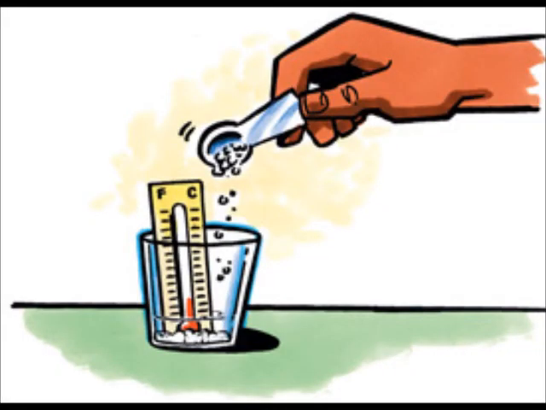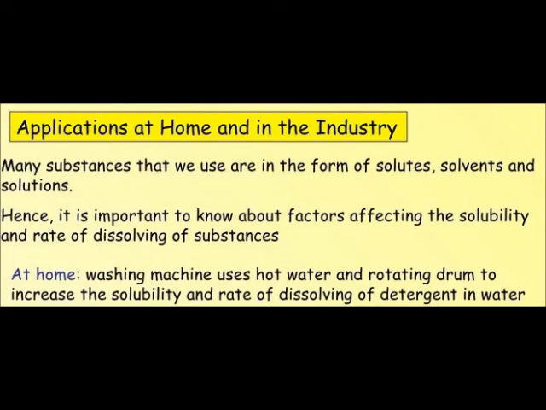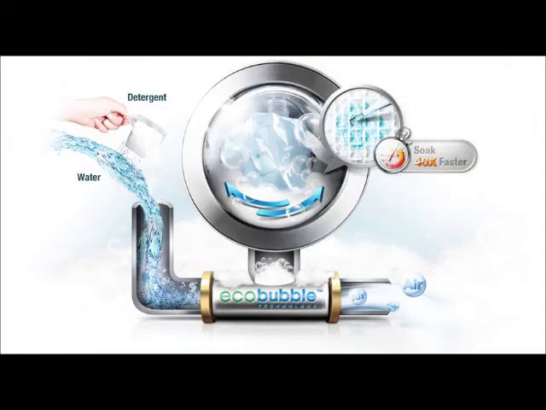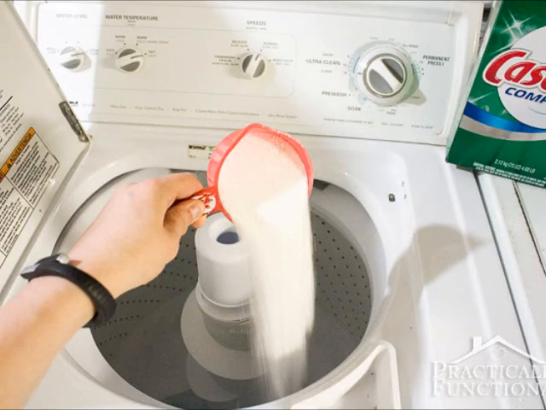Ways to apply this to real-world situations would be at home, because a washing machine uses hot water and a rotating drum to increase the solubility and rate of dissolving of detergent in water. What is meant by this is that a washing machine heats itself up and rotates itself in order to get every particular inch of clothing and to be able to use dissolved detergent in water to clean and wash your clothes. So that's an application you could associate with solubility and rates of dissolving. I hope that was helpful.